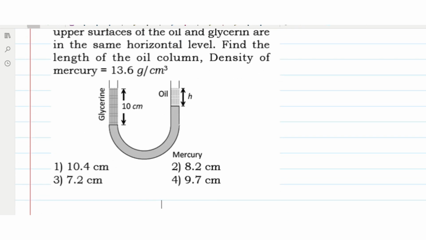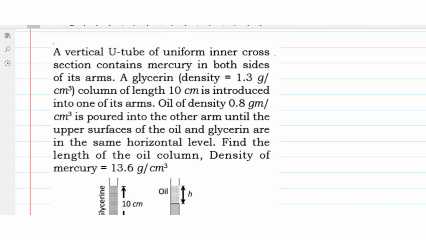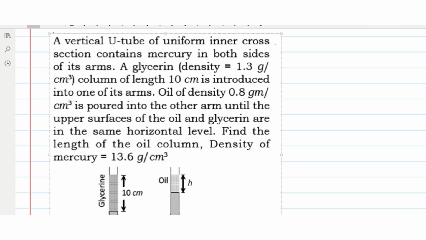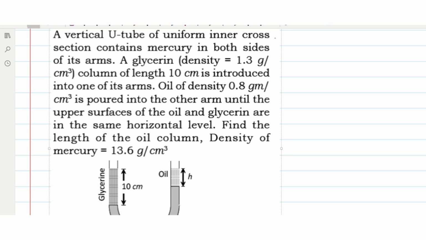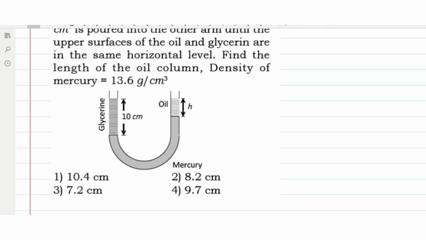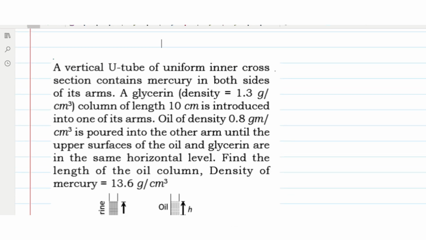Now the next question was given as a vertical U-tube. A vertical U-tube of uniform inner cross section contains mercury in both the sides of its arms. A glycerin column, density 1.3 gram per cc, is poured into one arm, and oil, density 0.8 gram per cc, is poured into the other arm until the upper surfaces of the oil and glycerin are in the same horizontal level. Find the length of the oil column, they are asking.